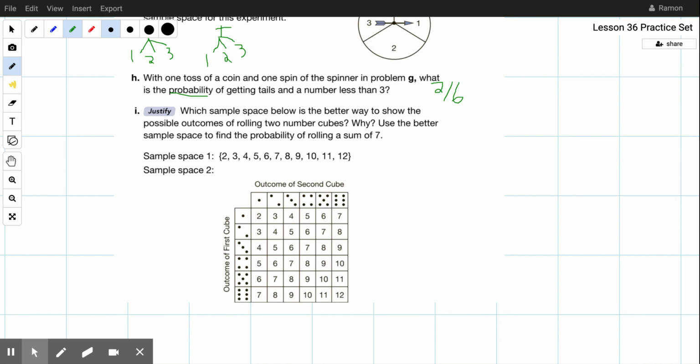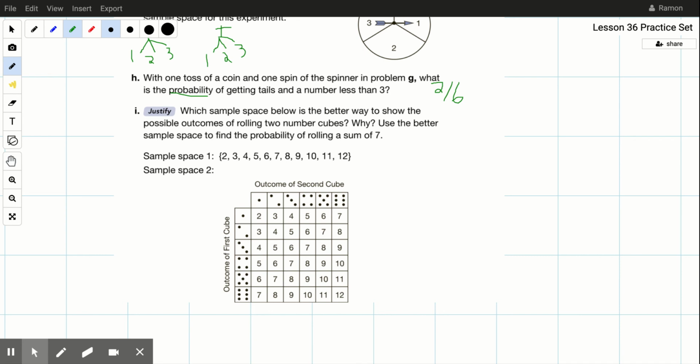For I, which sample space below is the better way to show the possible outcomes of rolling 2 numbered cubes? Which one is better? Why is it better? And then use it to find the probability of rolling a sum of 7. So the first one shows us all the possible numbers you could get when you roll them. But as we've gone over when we talk about multiplication, 3 times 5 isn't necessarily the same thing as 5 times 3. The order does matter.